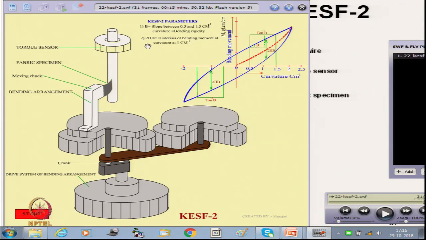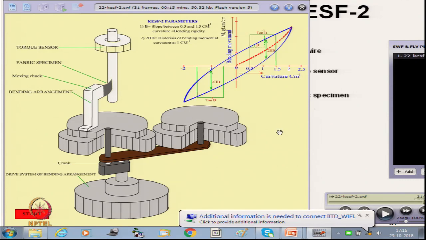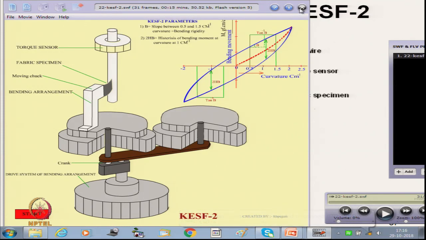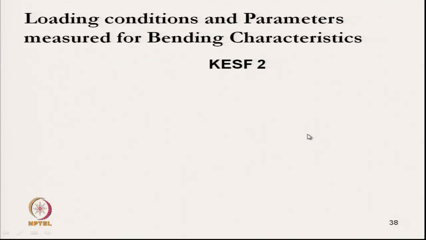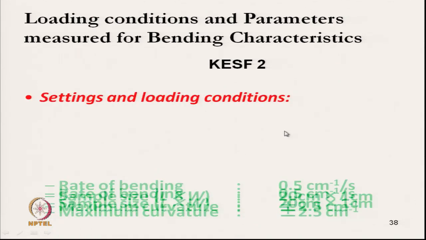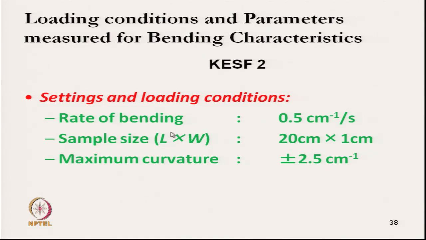Another parameter which we get is 2HB, which is the hysteresis of bending at one curvature. This is at curvature limit 1 and this is the hysteresis. So, from there we get two parameters, one is the bending rigidity, another is the hysteresis, which is 2HB. So, loading condition and parameters measured for bending characteristics are rate of bending, which is 0.5 per second.